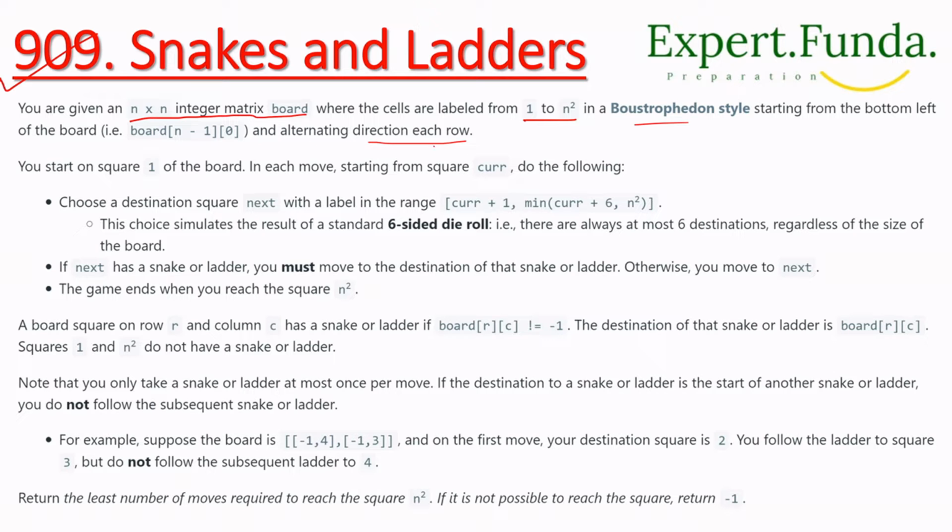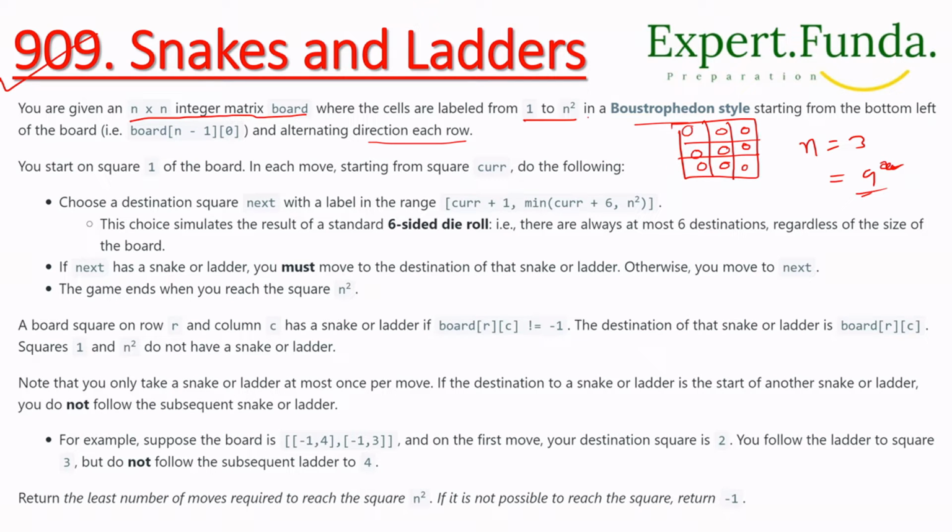Correct. So it is saying that we have labels 1 to n square given. Let's suppose we have n equal to 3. So the maximum will be n square, which means 9. If we consider it like this, it will look like this. So total 9 values should be there in this matrix board.